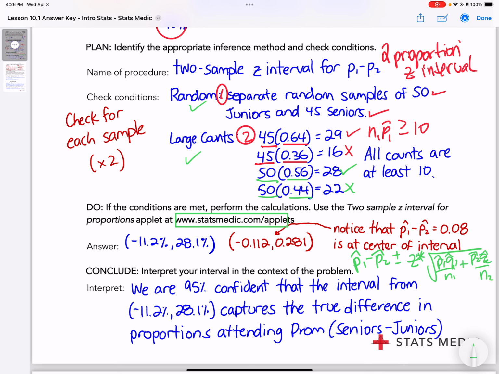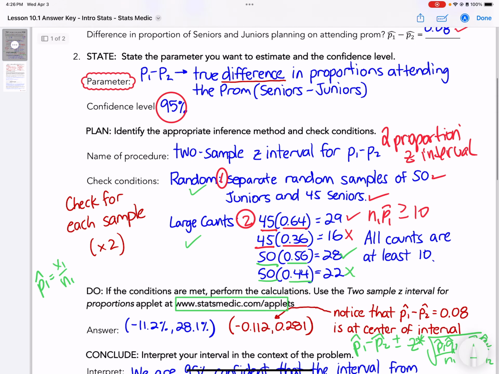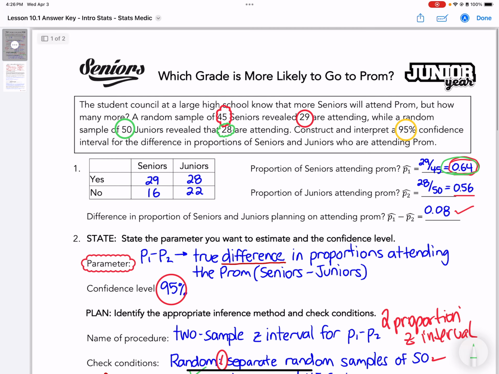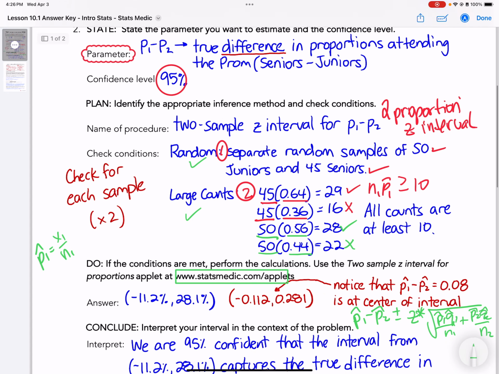Let me define these things for you. p1 hat is x1 over n1, and for this one, you can see our p1 hat was 0.64.